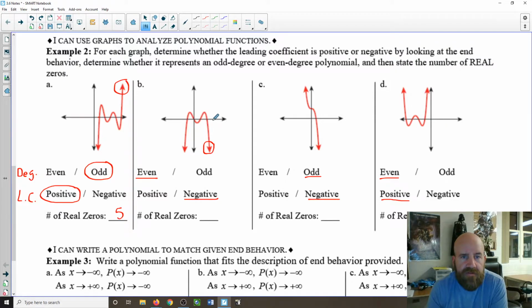1, 2, 3, 4. They're all crossing. This one has 1. Crossing once. This one has 1, 2, 3, 4. All crossing. So remember, if they were bouncing, we'd count that as 2.